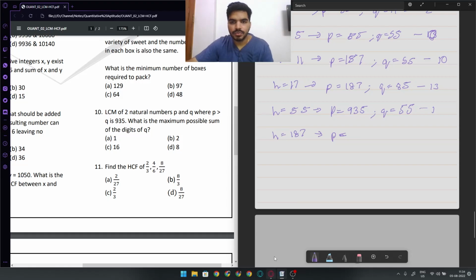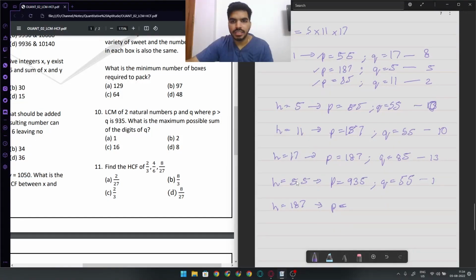And for 187, it is 11 into 17. P should be the 5th multiple. 187, 5th multiple, that is 935. And Q must be 187 itself. And now it's actually a waste to choose 5 into 17. Doesn't make sense. 5 into 17 will be 85 again. Okay, you already chose 85. Yeah. So this is the maximum sum. That is 16. 16 has to be the answer.